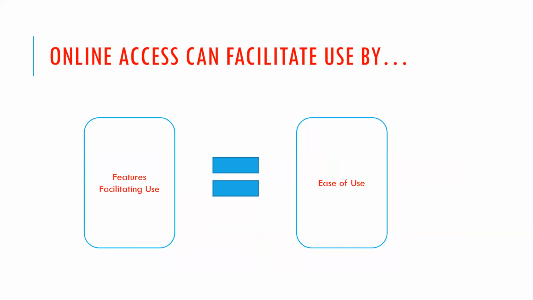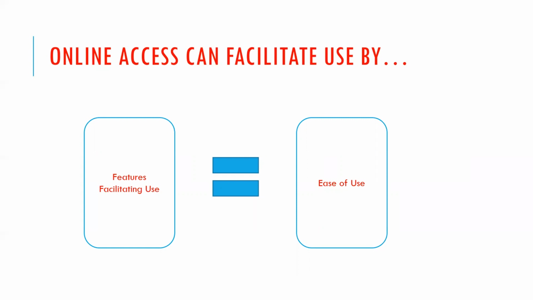And so again, the more features you have that facilitate use, the easier it is going to be for researchers to use your materials, and the more likely they are going to be to use your materials. I've talked about this before in this lecture, but if people are frustrated by your online finding aids, if they find your online collection dense and unintuitive to get through to find the information that they want, then they're just going to walk away and not use your materials.